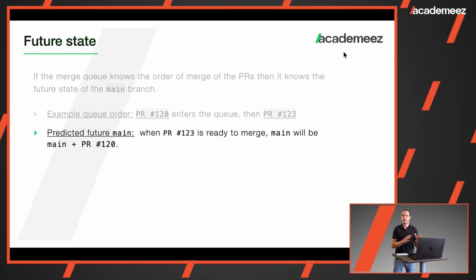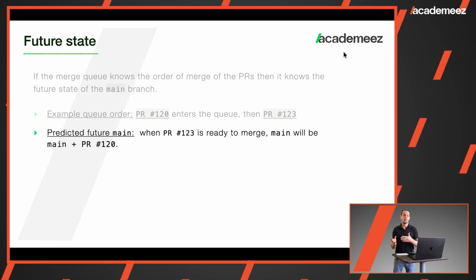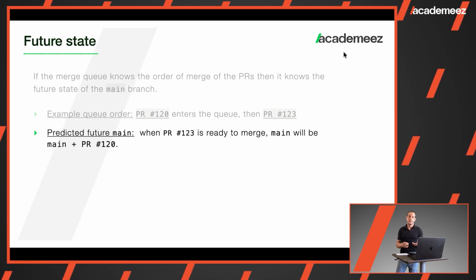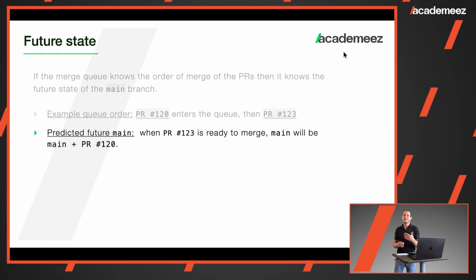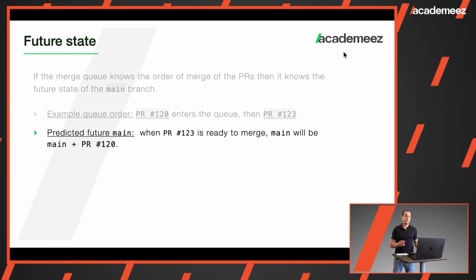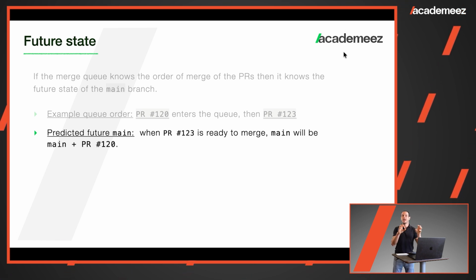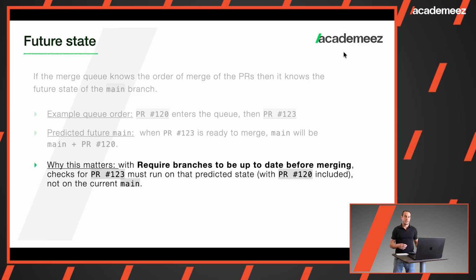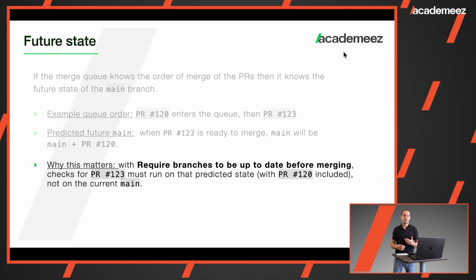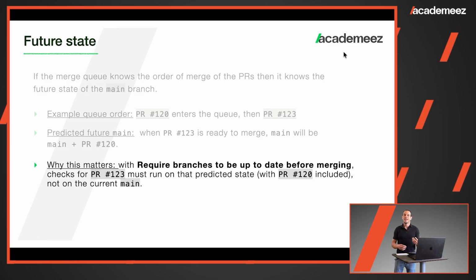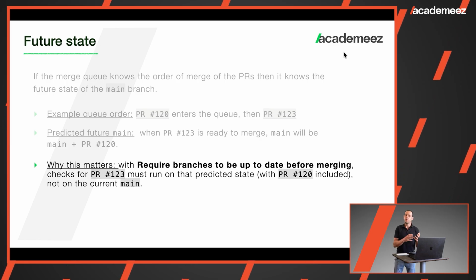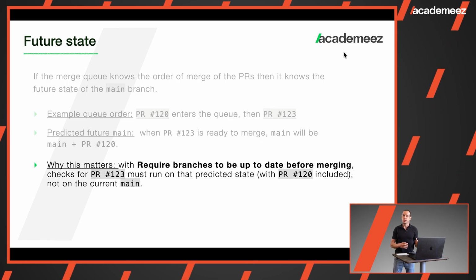Of course, given that it's not kicked out, PR 120 is ahead of me, so it's going to be merged before 123. This means that in order to run the checks on 123 in the merge queue, we can set up main plus PR 120 and then PR 123, and on that branch run the checks. This way I keep the required branches up to date before merging, even though PR 123 is not yet merged.